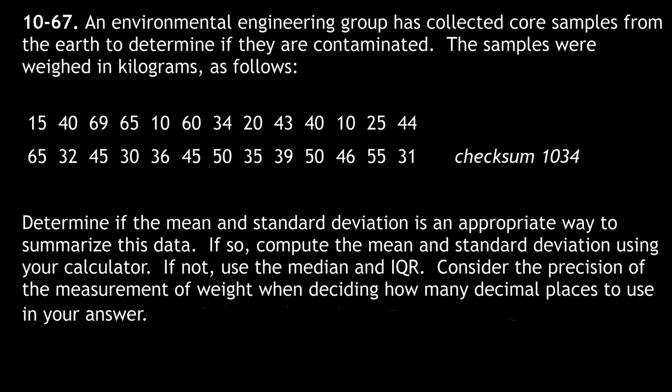If there are outliers, we've seen the effect outliers can have on the mean. The median and the interquartile range, the IQR, kind of resist being manipulated. So if there are outliers or it doesn't appear to be symmetrical, then we would use the median and the IQR. So let's go ahead and look at the steps for plotting this data on our calculator.